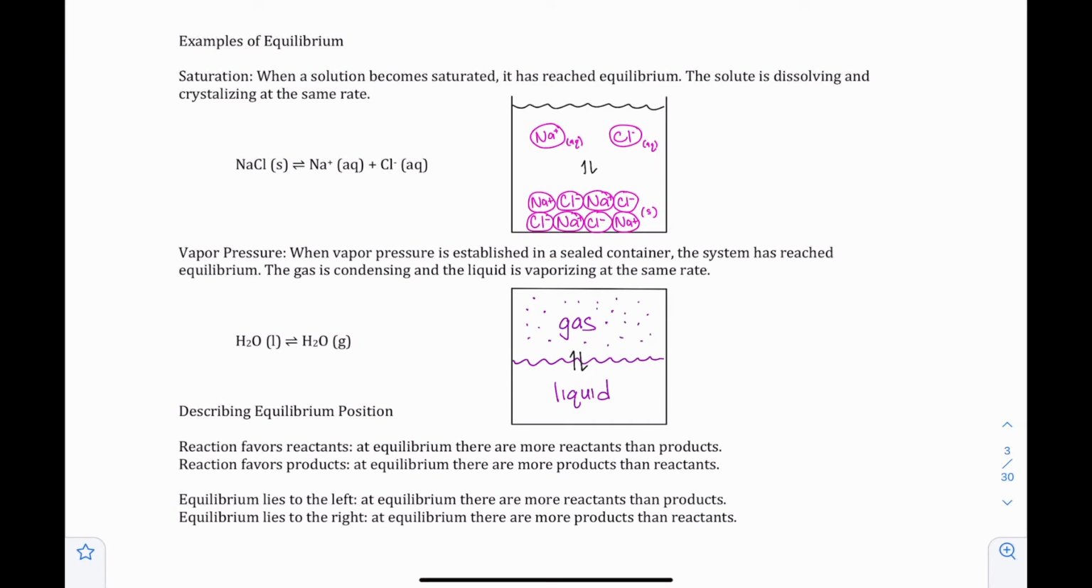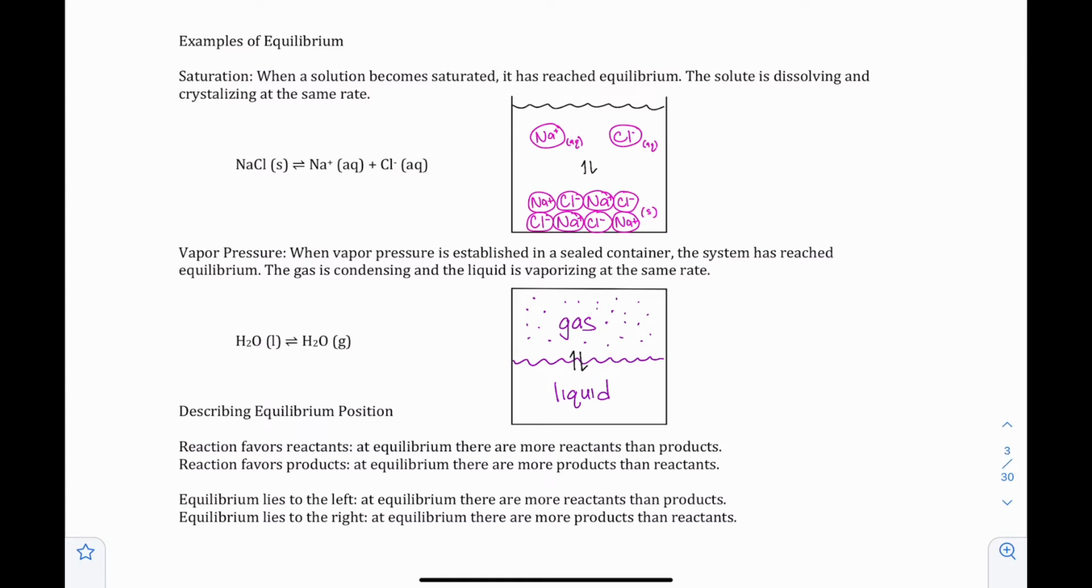The next example of a system at equilibrium is vapor pressure. A liquid is placed in a vacuum-sealed container where all of the gas particles have been removed. The liquid particles evaporate into gas particles until they fill the empty space of the container, and then they start condensing back into liquid. When the rate of vaporization and the rate of condensation are equal, the system has reached equilibrium. So let's go through the 4 conditions for equilibrium in this example as well.